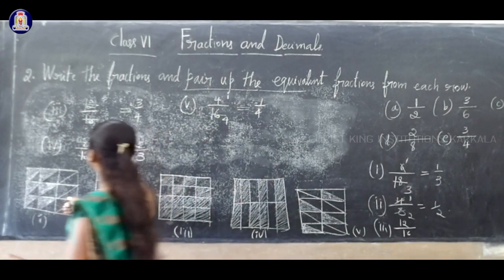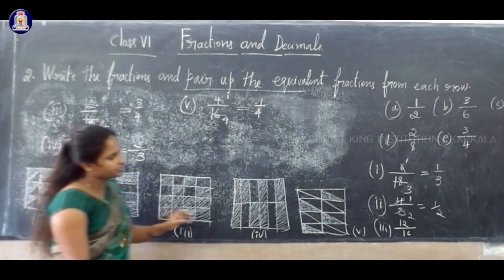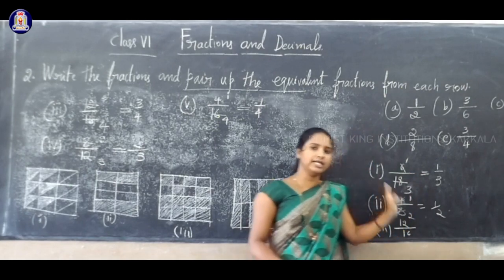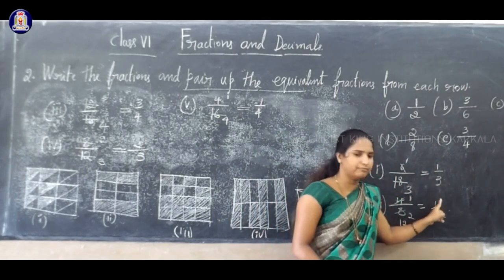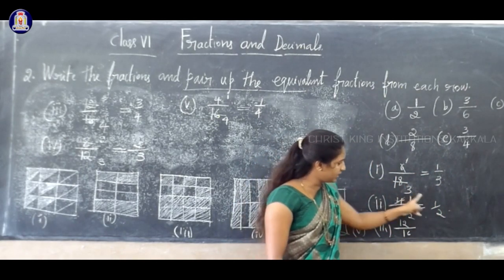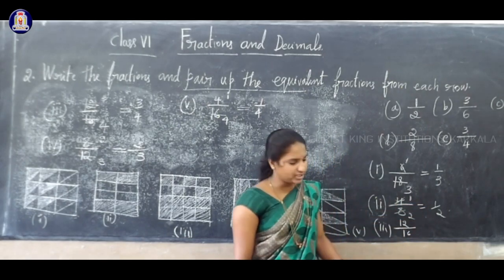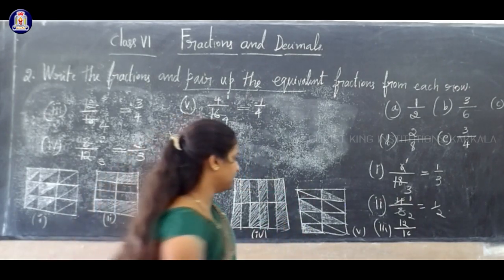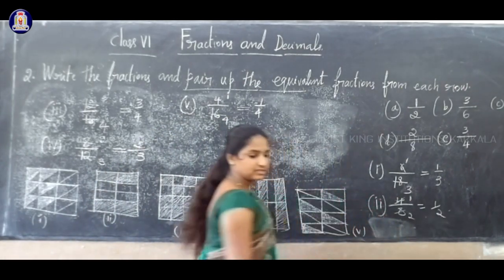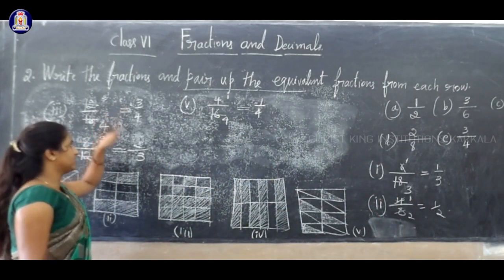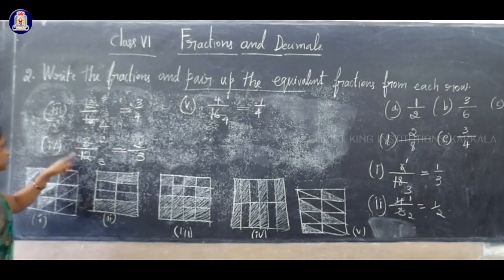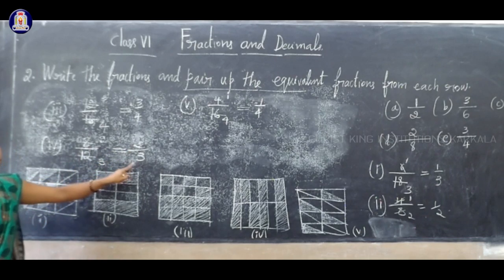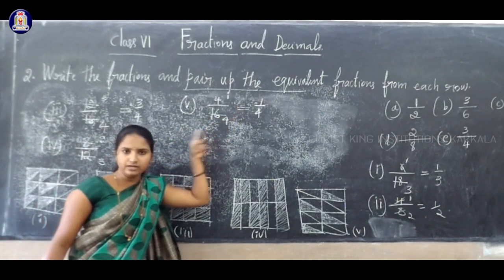The second row figures I wrote here. The fractions are: 6 by 18, after simplifying we get 1 by 3. And the second one, 4 by 8, if you simplify we get 1 by 2. And the third one, 12 by 16, if you simplify we get 3 by 4. The next fraction is 8 by 12, the answer is 2 by 3. And the fifth one, 1 by 4.